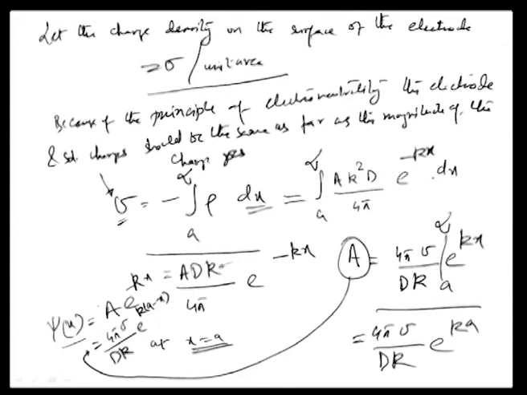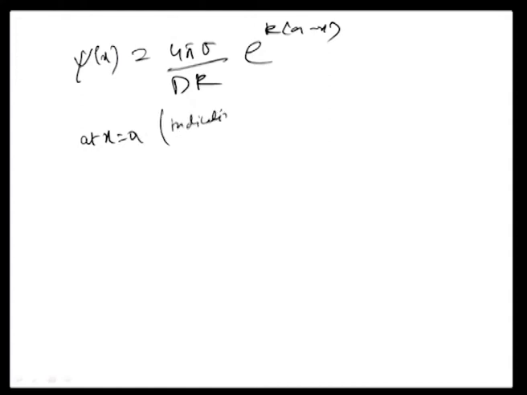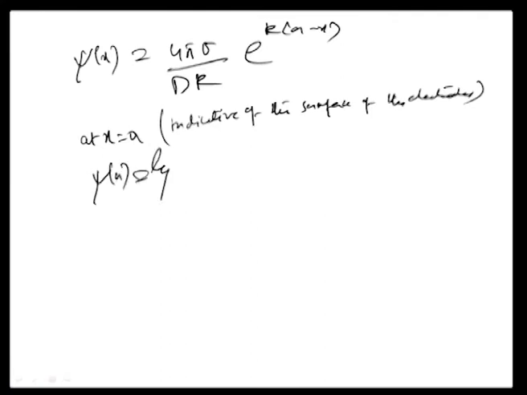So therefore, we can fully write the potential xi of x in this case as 4 pi sigma by d k e to the power of k (a minus x). In other words, at x equal to a, indicative of the surface of the electrode, the value of the potential function, also known as the zeta potential of a surface with respect to a solution, can be represented as 4 pi sigma by dk e to the power of 0, which is 1. So it's 4 pi sigma by dk.